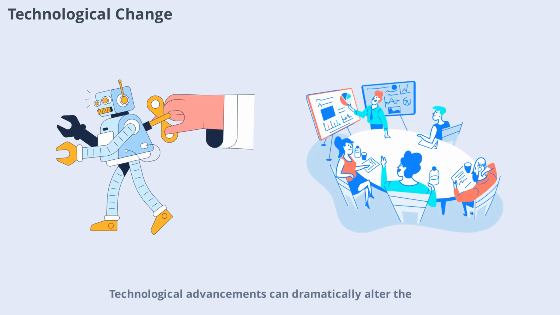Technological advancements can dramatically alter the demand for both labor and capital. Automation, for instance, may reduce the need for certain types of labor while increasing the demand for high-tech capital. At the same time, new technologies can create entirely new industries and job opportunities.